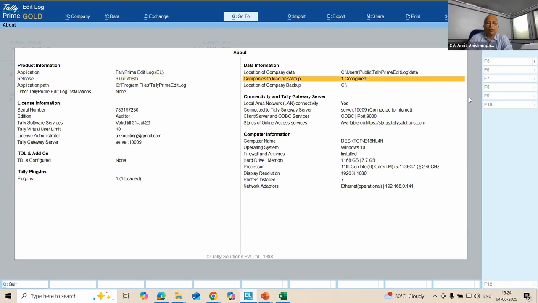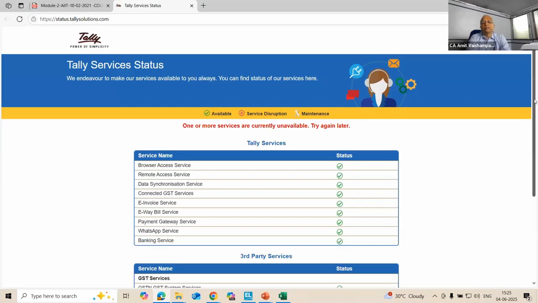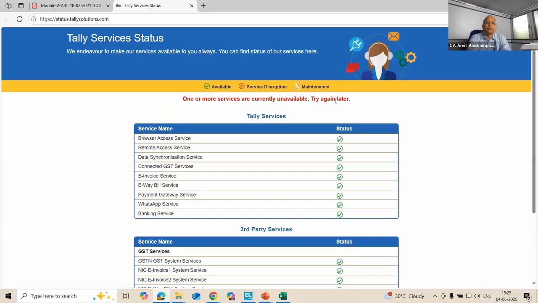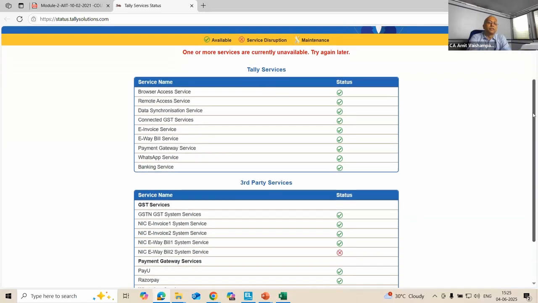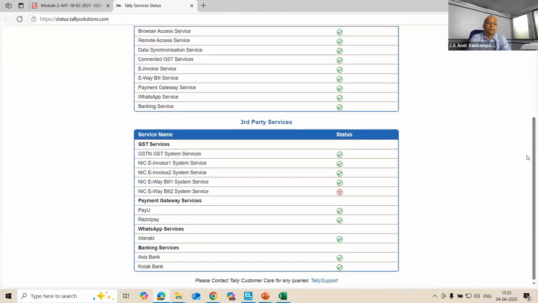Once you have checked this, you have to understand that Tally also supports you for multiple activities, and Tally is also a kind of dynamic product. There are certain services Tally gives you as Tally, and there are certain services Tally gives you from other vendors. So you have to go to this particular line of online access services and press enter. It will take you to the Tally website. This website tells you which services are activated. You can see available, service disruption, and maintenance. The first table is the services that are provided by Tally. You can see these Tally services, and then there are services which are provided by third parties. Now in my case, this NIC e-Way Bill system is not activated, so it is showing as under maintenance, right?